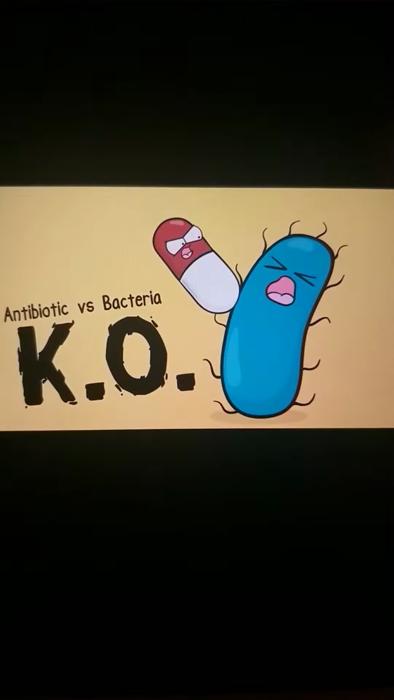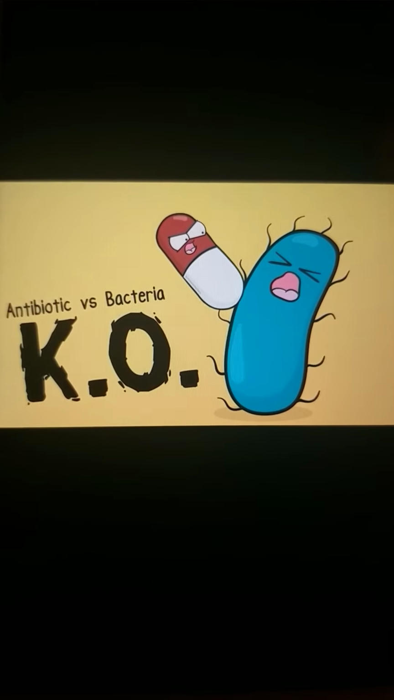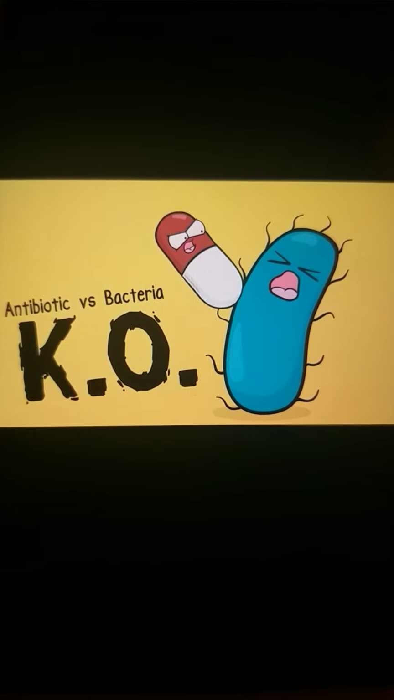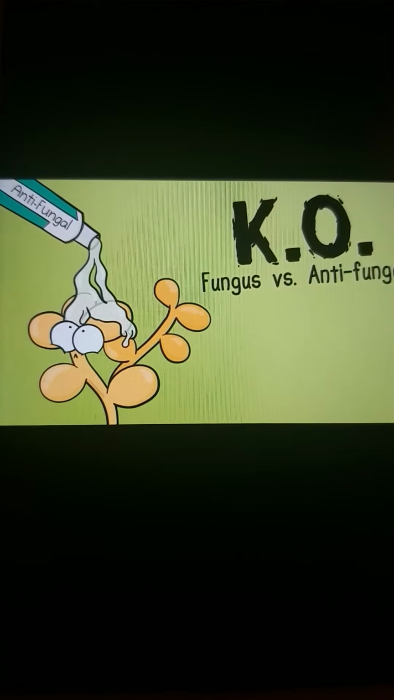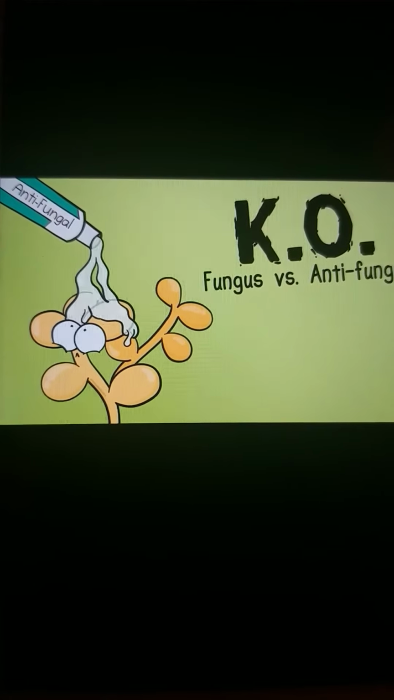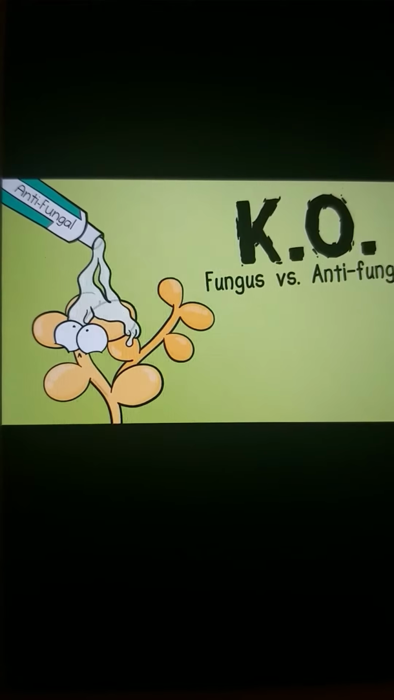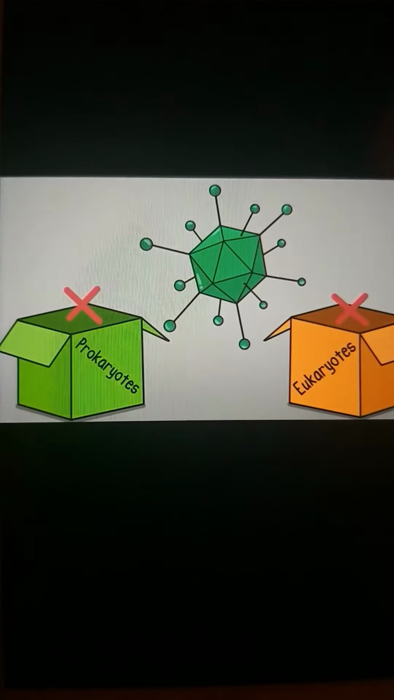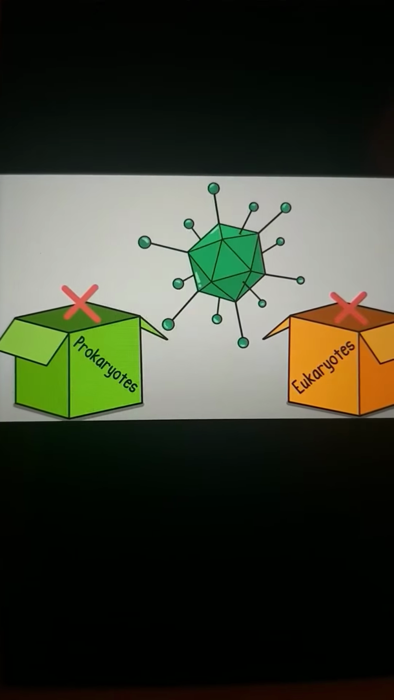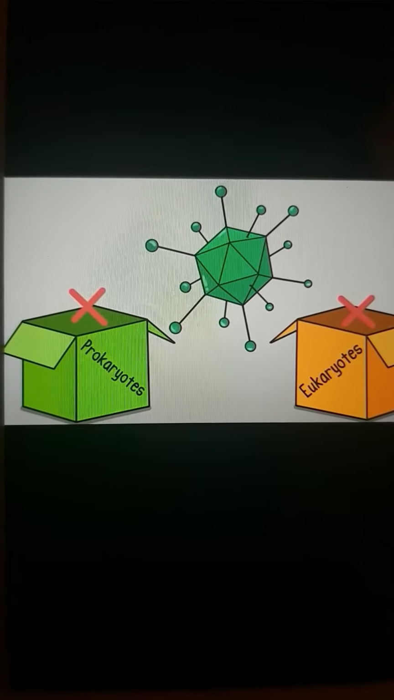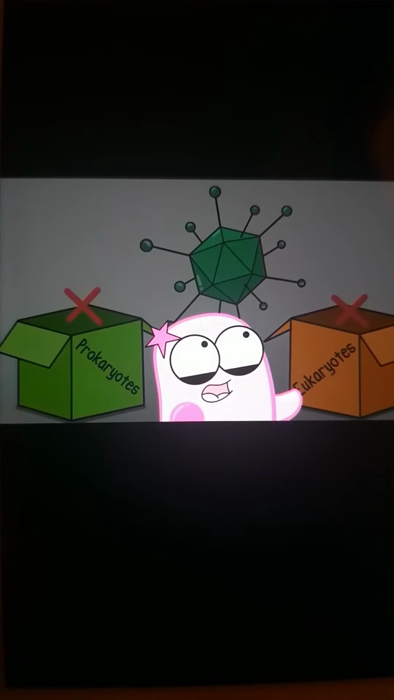Medications like antibiotics attack bacteria like E. coli, which are living cells. Antifungal medications can be used on fungi like athlete's foot, which are made of living cells. Viruses are not bacteria or fungi. You can't classify a virus as a prokaryote or a eukaryote either because it's not a cell. So, what is their structure like?